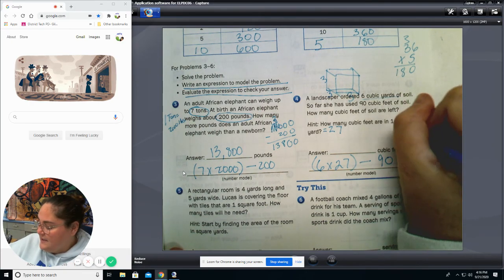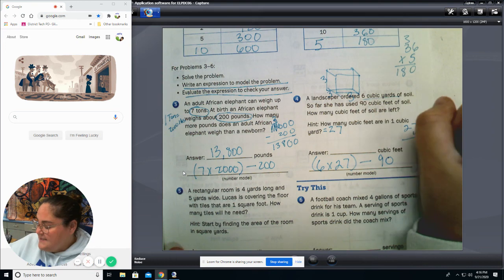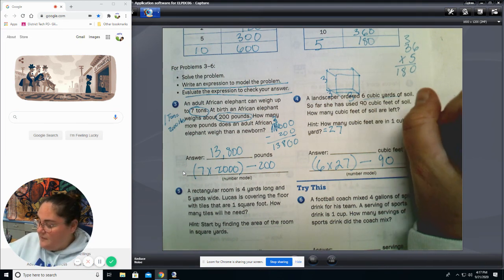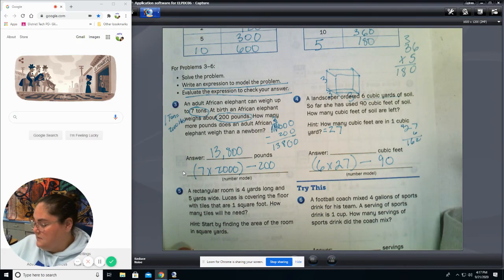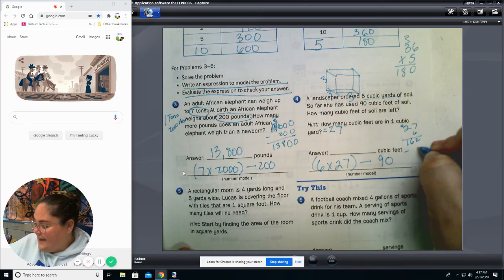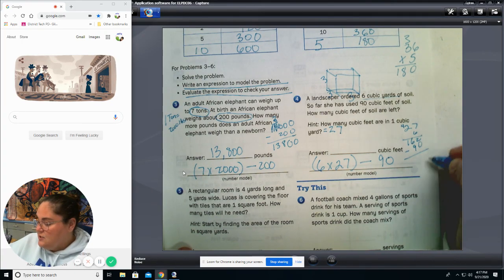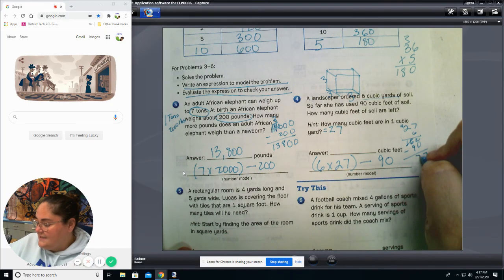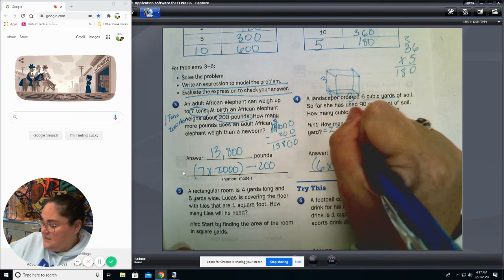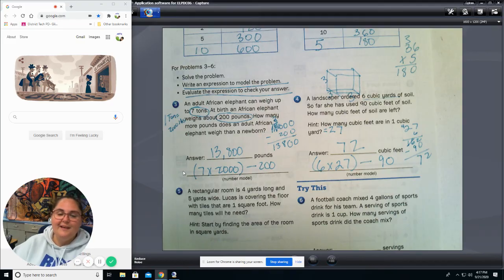All right, 27 times 6. 6 times 7 is 42. Carry my 4. 6 times 2 is 12 plus 4. 13, 14, 15, 16 is 162. And then I'm going to subtract 90 from that. 2 minus 0 is 2. 16 minus 9 is 7. Your answer should be 72 cubic feet.